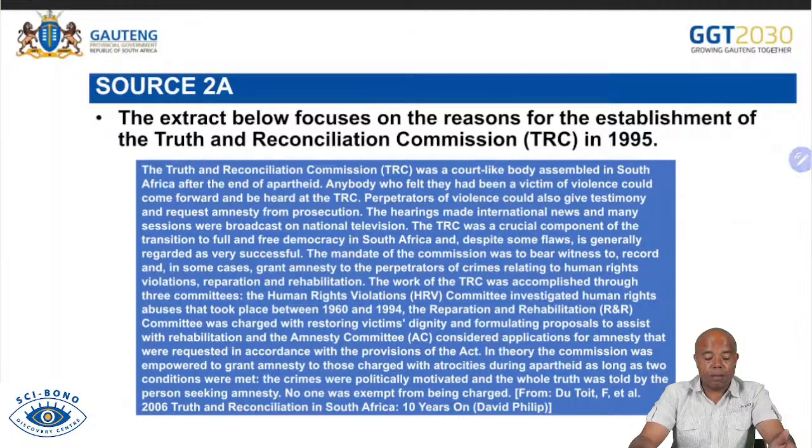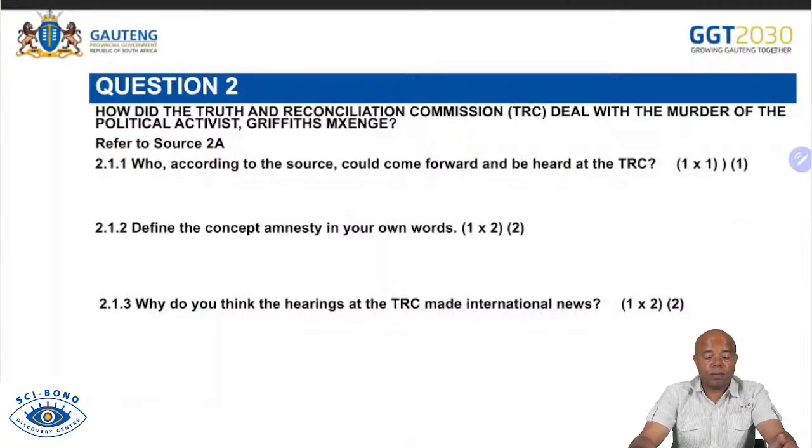proposals to assist with rehabilitation; and the Amnesty Committee considered applications for amnesty that were requested in accordance with the provisions of the Act. In theory, the Commission was empowered to grant amnesty to those charged with atrocities during apartheid as long as two conditions were met: the crimes were politically motivated and the whole truth was told by the person seeking amnesty. No one was exempt from being charged, basically. Now let's go to the questions.